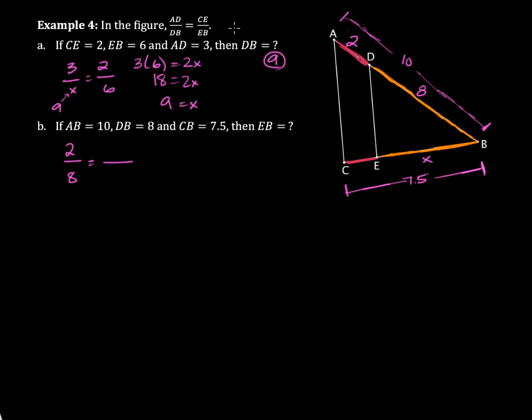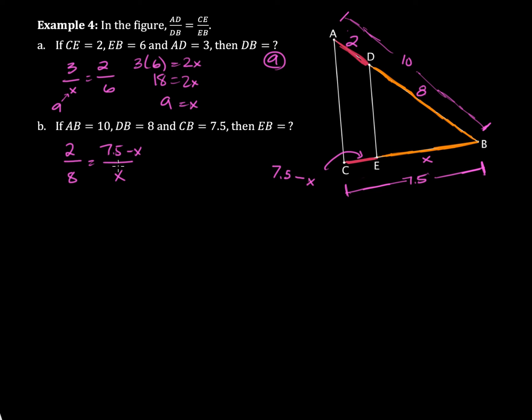Now on the other ratio, I have CE and EB. I don't have either one of those. I have EB as an X, so I'll go ahead and put that down right there. But what am I going to use for CE? I can't stick a Y in there, right? Because if I use another variable, then I'd have two variables in my equation, and I'm not going to be able to solve that. So I got to think, okay, if this whole segment, CB, is 7.5, and this part of it is X, then I can represent this part as the whole segment minus this part of it. So I can write it as 7.5 minus X. And now I have a proportion that I can solve using the cross product.